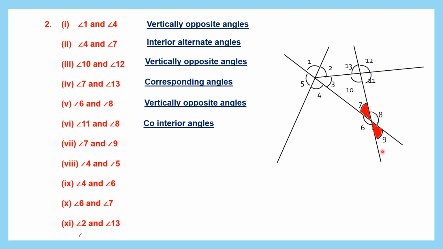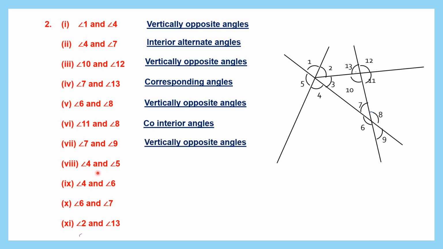So these are those two angles, angle 7 and angle 9. And as you can see, two lines have intersected at a point and these two angles are on the opposite sides of that intersecting point. So these are called vertically opposite angles.